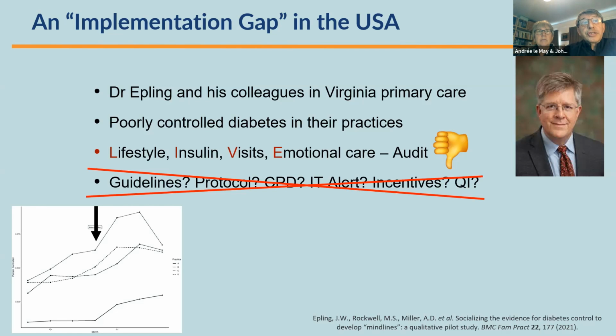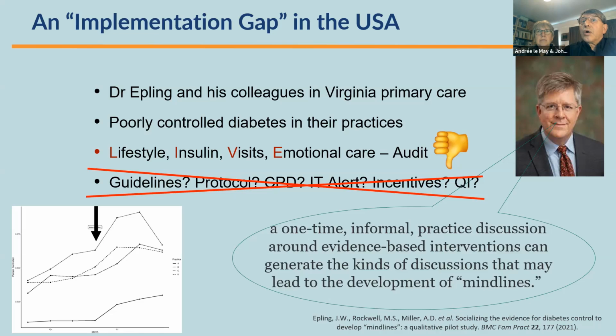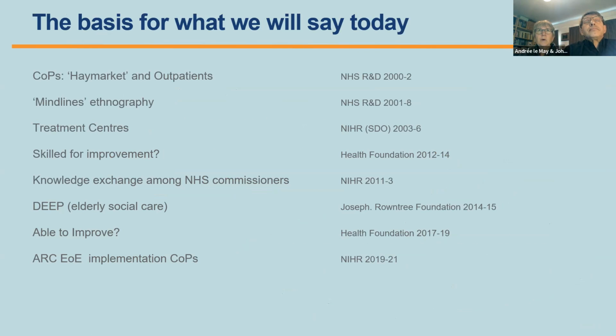These are the outcome measures, and that's the point of the intervention, and you can see that things suddenly got better. And what they did simply was this: a one-time informal practice discussion around evidence-based interventions, which they found could generate the kinds of discussions that may lead to the development of mindlines. Well, what on earth are they? Well, we're going to tell you that later on in the session.